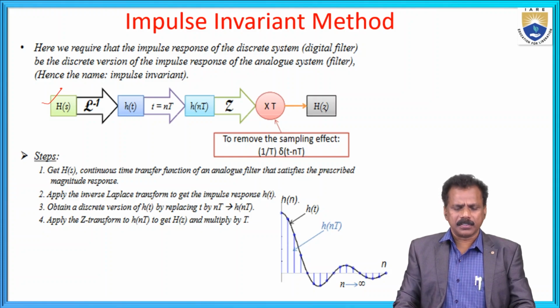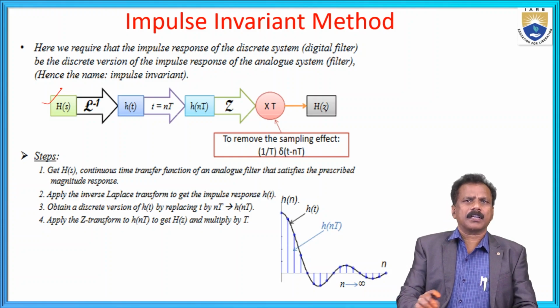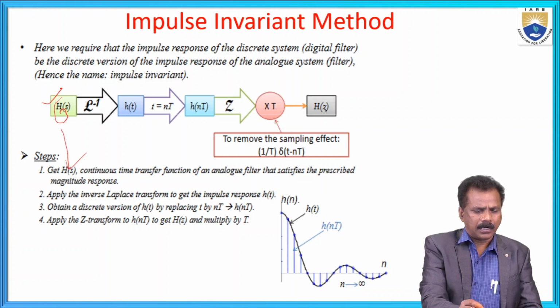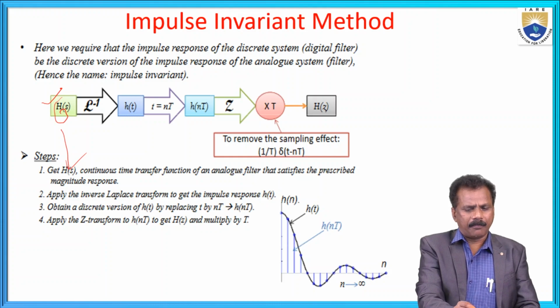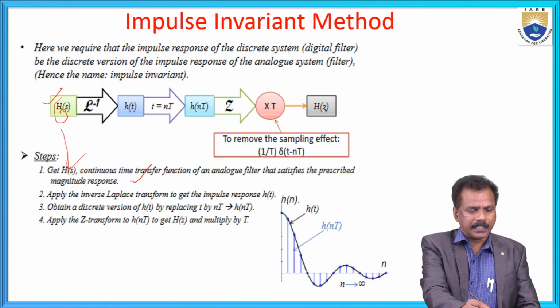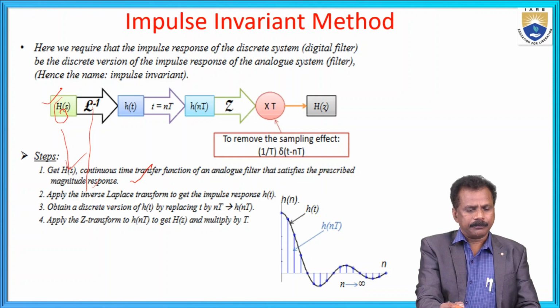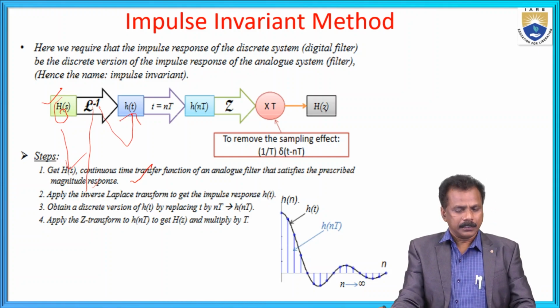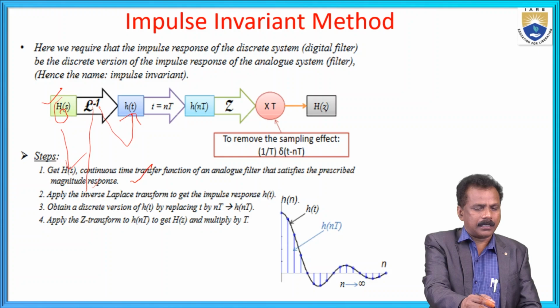Here we have to follow these steps. Step 1: get h of s, the continuous time transfer function of the analog filter that satisfies the prescribed magnitude response. Step 2: apply the inverse Laplace transform to get the impulse response h of t.